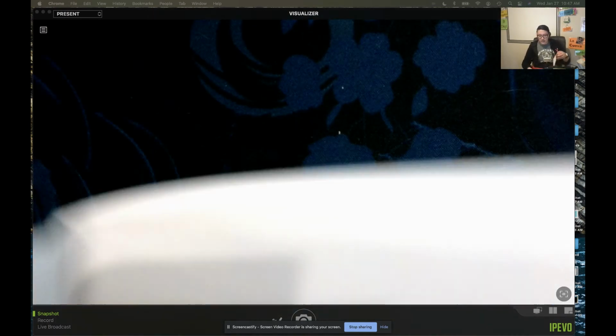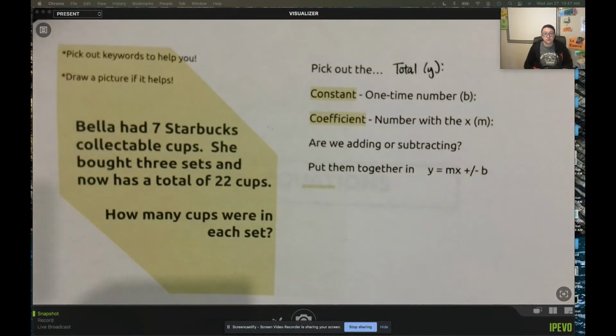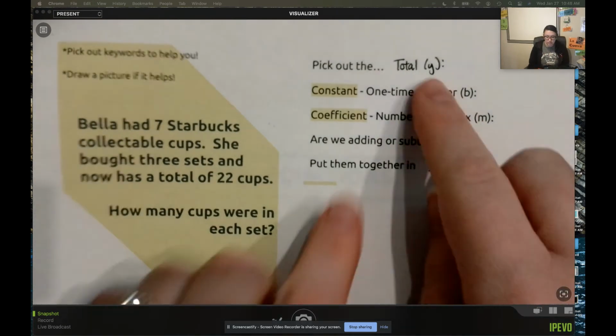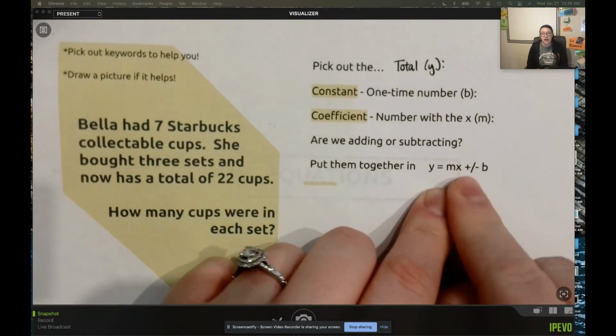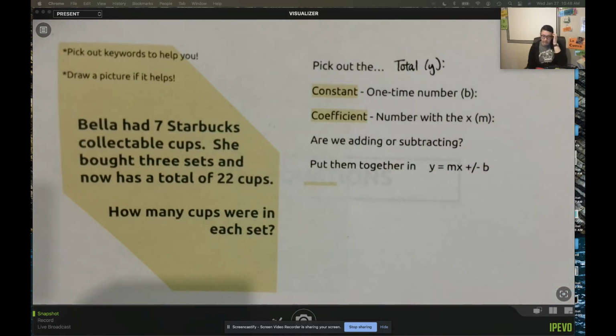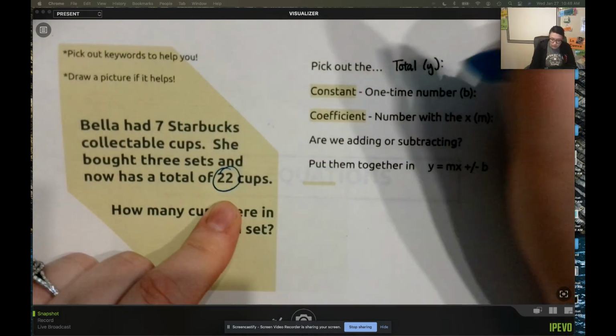But if not, I like to pull out little bits of information at a time. What helps me is to pull out information and then put it into my problem, in that form y equals mx plus b. So first I need to pull out my total number. How many does Bella have all together? My total number here is 22.